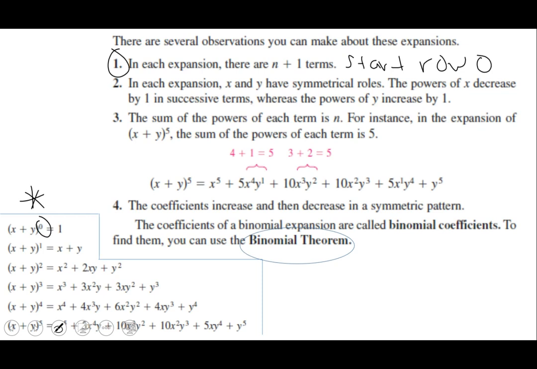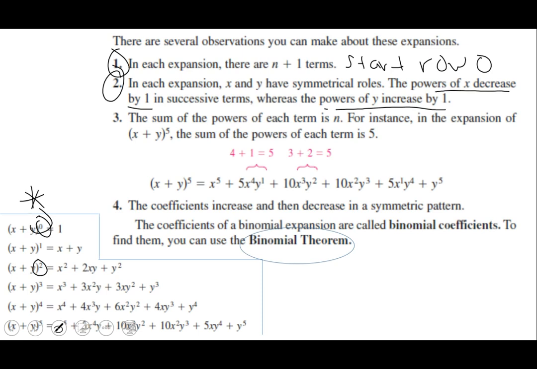So notice that if you are talking about row 0, to the 0 power, that's equal to 1, which is just one term. If you have something squared, to the second power, notice that is equal to something with 3 terms. So you're always going to have one more term than whatever the exponent is. The second point of order here is the fact that x and y have symmetrical roles. So the powers of x are always decreasing by 1 from term to term, where the powers of y are increasing by 1 from term to term.